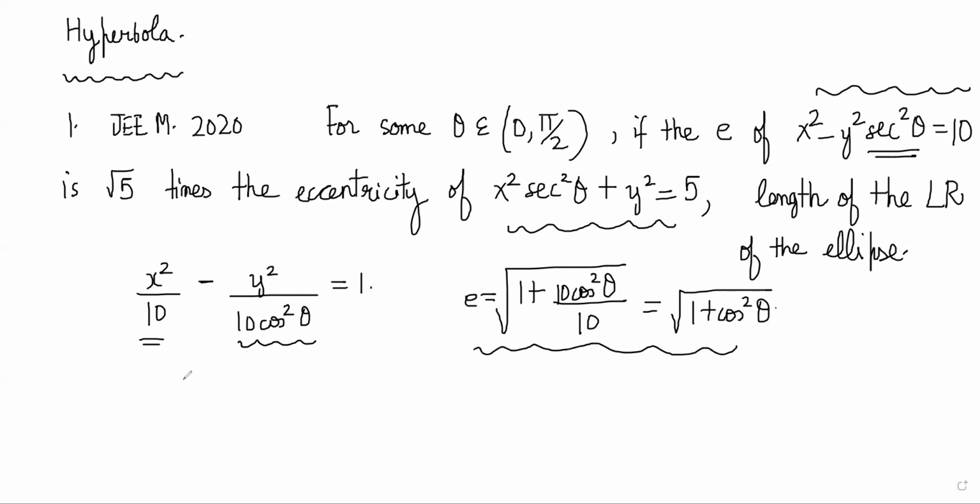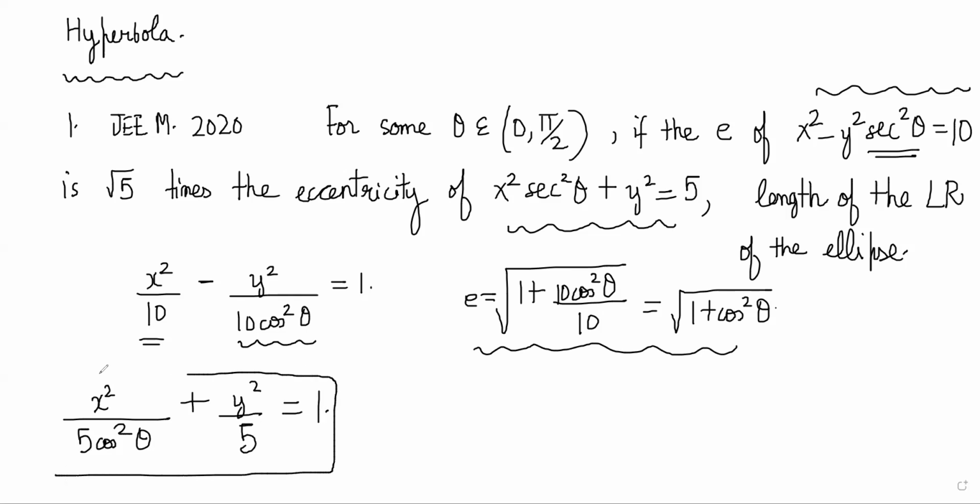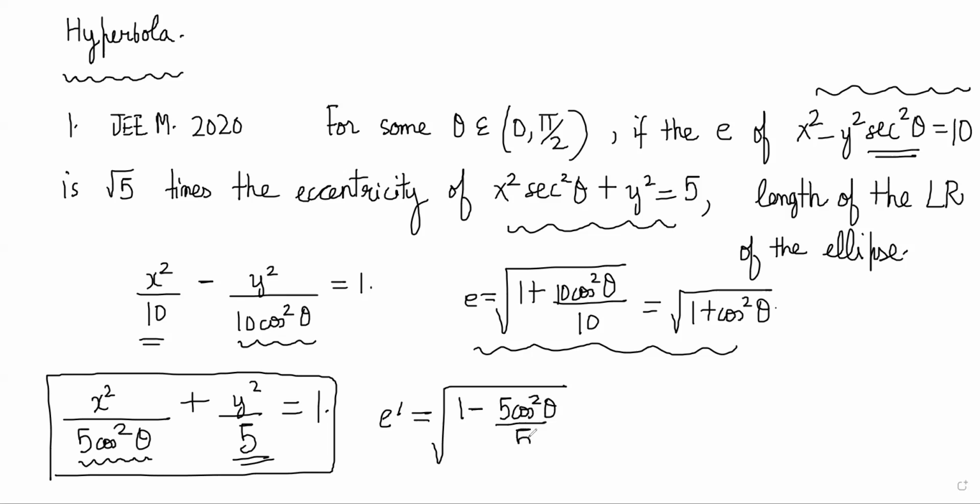And let's write the ellipse equation also. So the ellipse equation also will be like this: x square by 5 cos square theta plus y square by 5 is equal to 1. Notice now that the major axis is not the x-axis, because here this is smaller than 5, right? So since that is not the case, our formula for eccentricity e dash here would be root over 1 minus a square by b square, right? So 1 minus 5 cos square theta by 5. So this is actually 1 minus cos square theta, and this becomes sine theta.